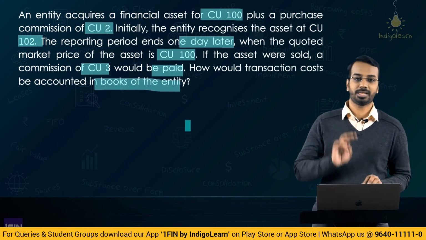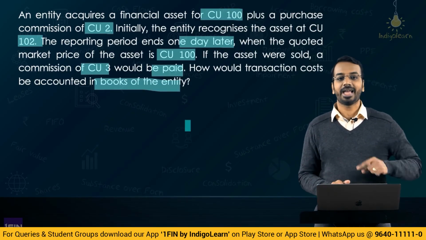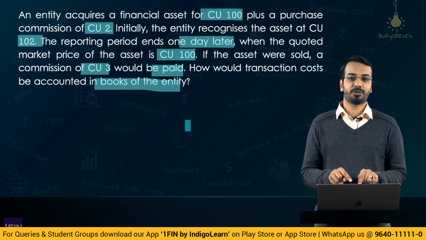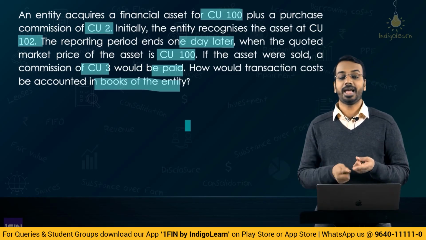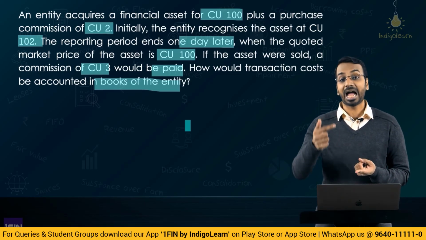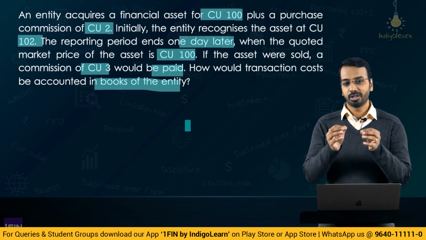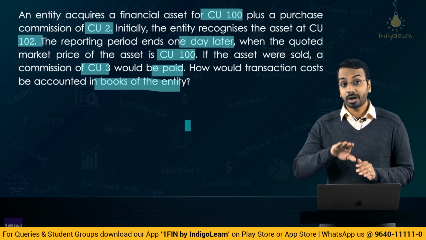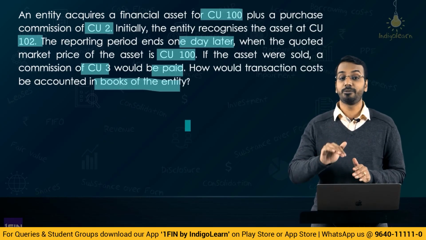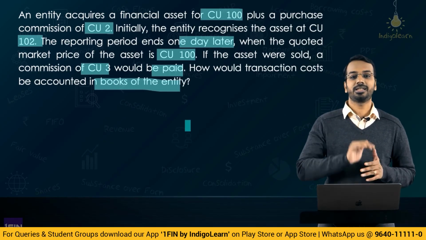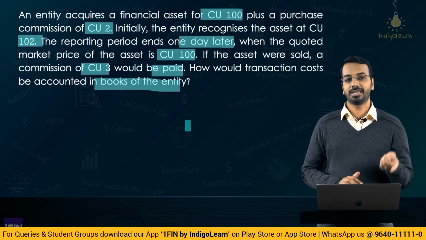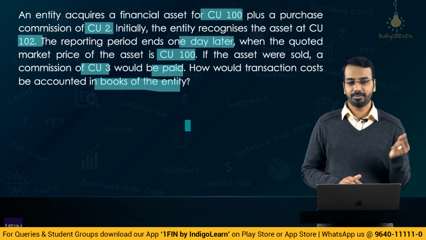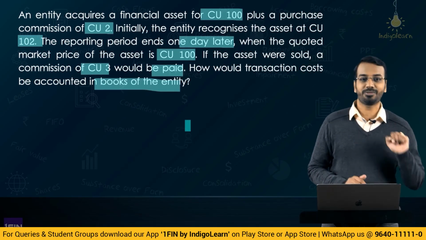Now, here there are two transaction costs, purchase transaction cost and sale transaction cost. Purchase transaction cost for ACM method and FVTOCI method, you will add it to the financial asset. So, you will recognize the financial asset at 102, that is very clear. Now, what about the subsequent transaction cost which will be incurred if the entity sells the asset? The next day when the entity sells the asset, the fair value is 100, that is what you will get, minus 3 rupees of transaction cost.